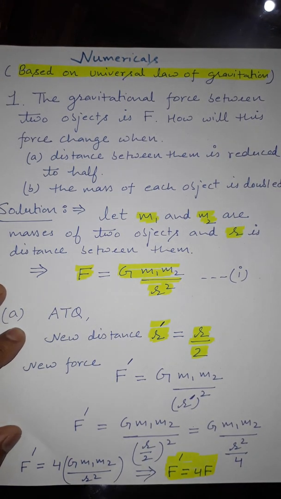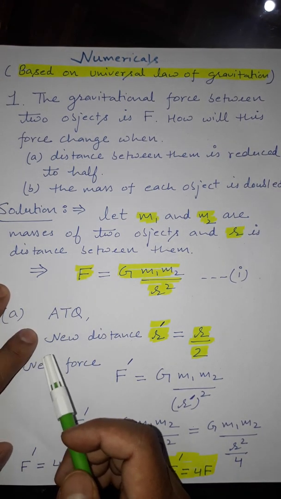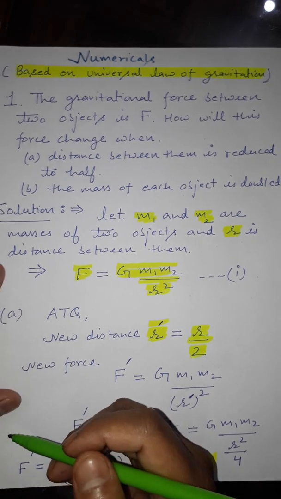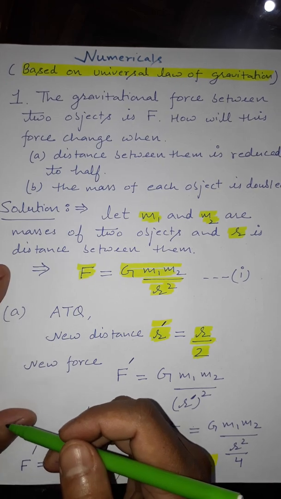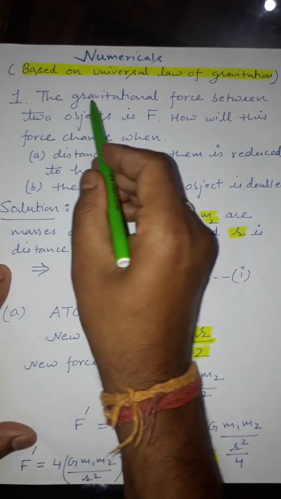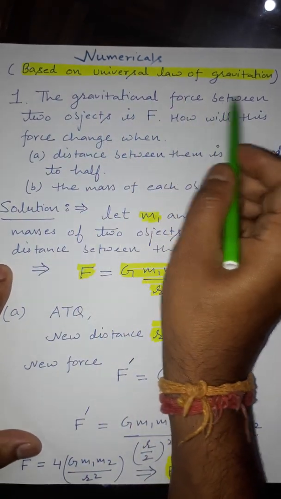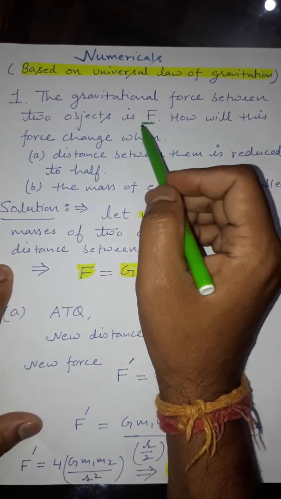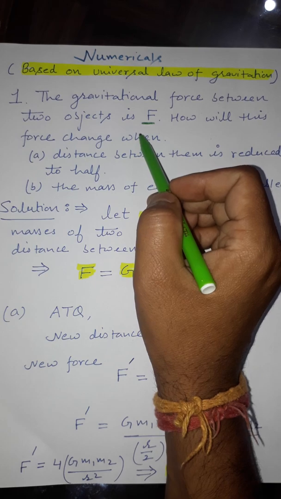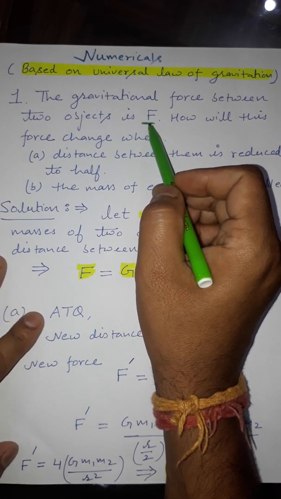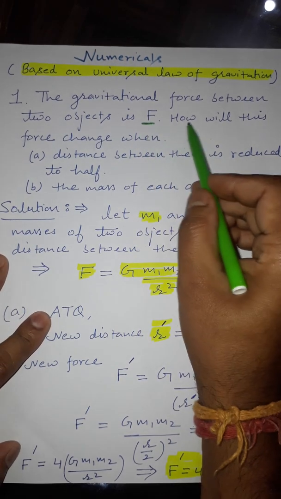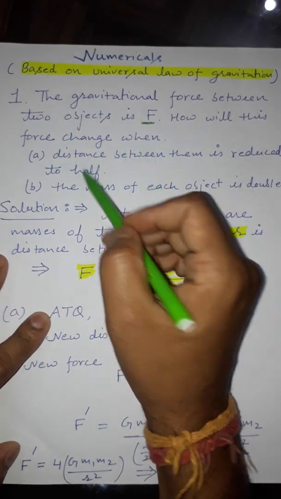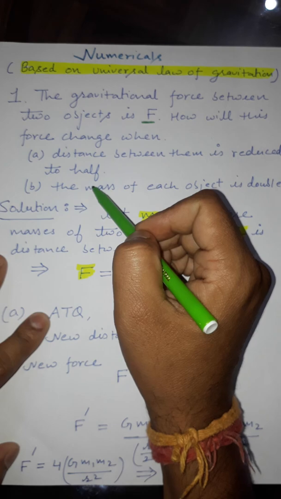Now, let us solve numericals based on the universal law of gravitation. The first numerical: the gravitational force between two objects is F. This means the gravitational force of attraction between two objects is given as capital F. How will this force change under two different conditions?